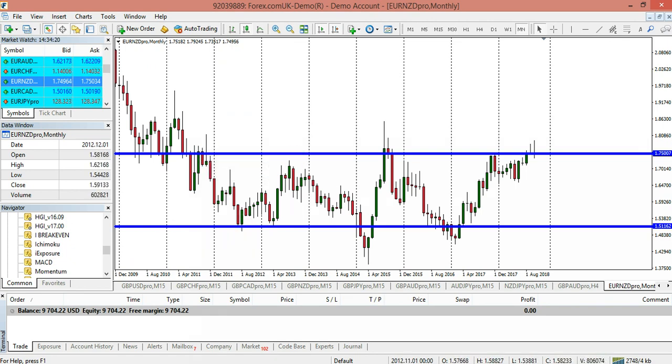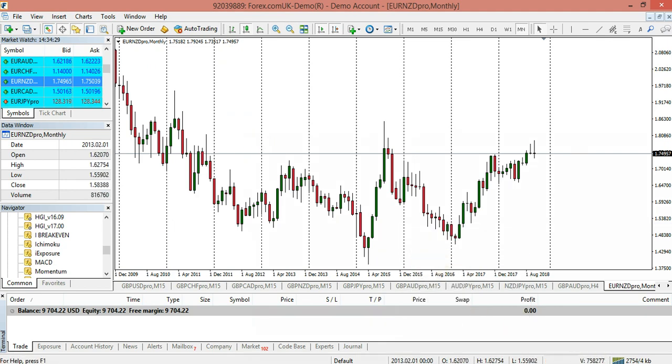From top to bottom to top to bottom to top to bottom to top. I'm going to expect it to go down. That's the Euro New Zealand. Okay, let's look for another currency pair.